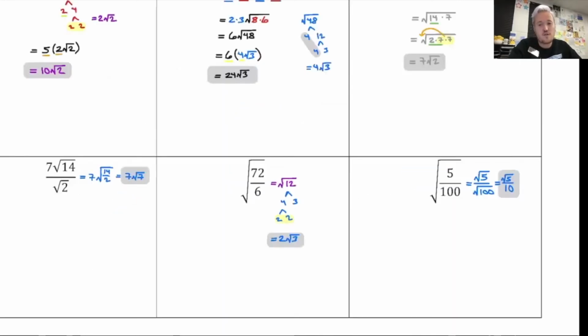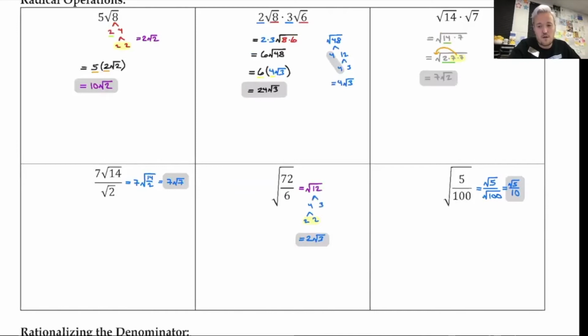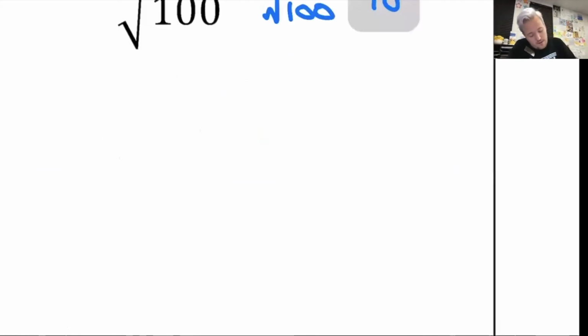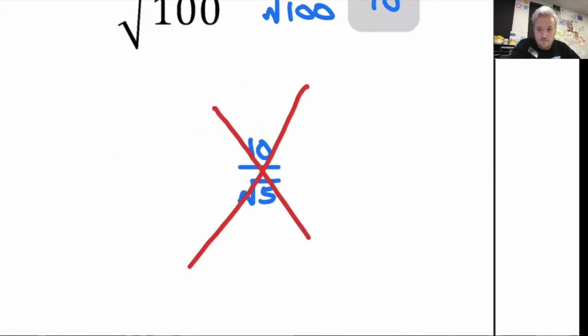All right, so this is a good transition problem. Keep in mind, notice how the radical is in the numerator. If the radical is in the numerator, that is fine. However, if you have something like 10 over the square root of 5, the radical is in the denominator, and that is a big mathematical no-no. Mathematicians will flip over in their grave. I don't know why, they just will.